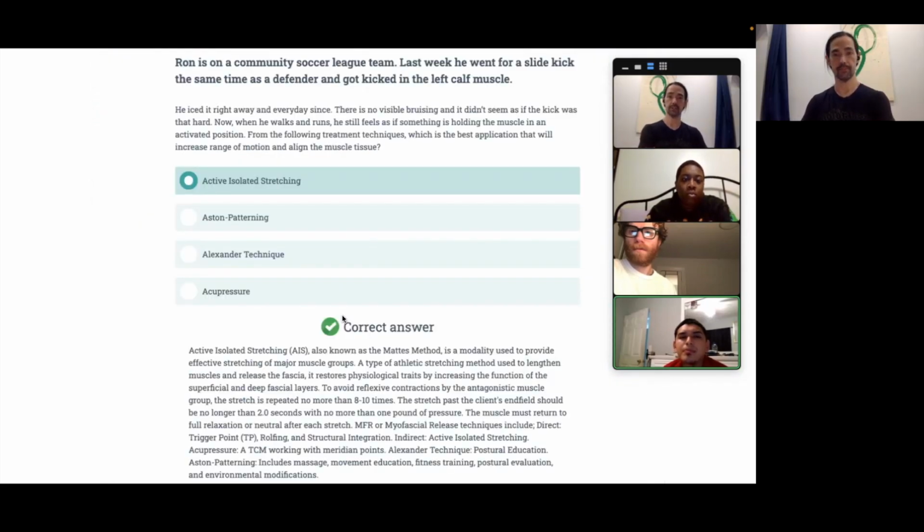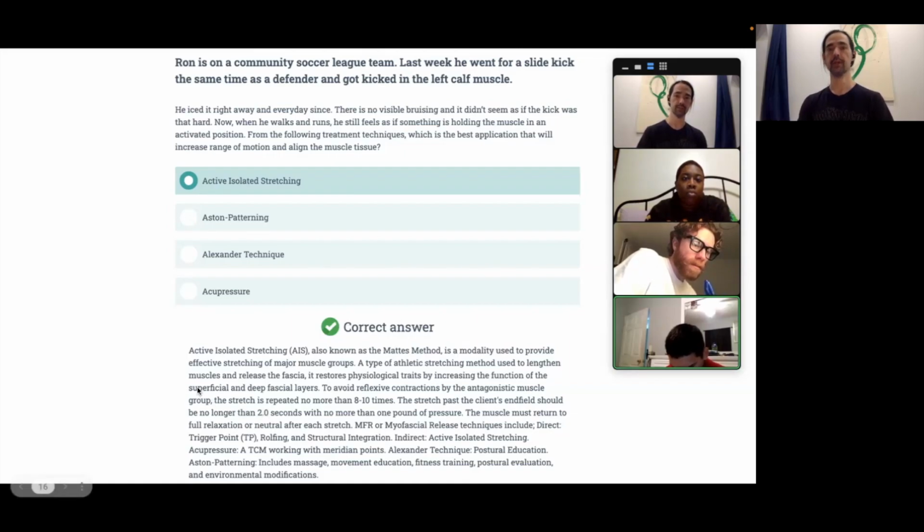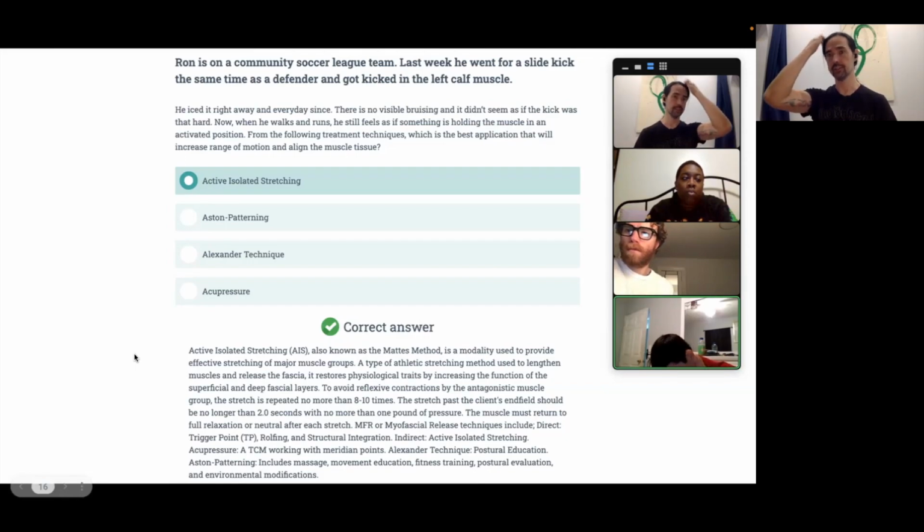Active isolated stretching. Yeah. Known as the MATS or Mattes method, it is a modality used to provide effective stretching of major muscle groups, a type of athletic stretching method used to lengthen muscles and release fascia. It restores physiological traits by increasing the function of the superficial and deep fascial layers. Stretching also would require us to increase the range of motion in the joint. Remember, it's joint flexibility, muscle flexibility, soft tissue flexibility, which equals full range of motion, right? Increased range of motion. Think joint and soft tissue.